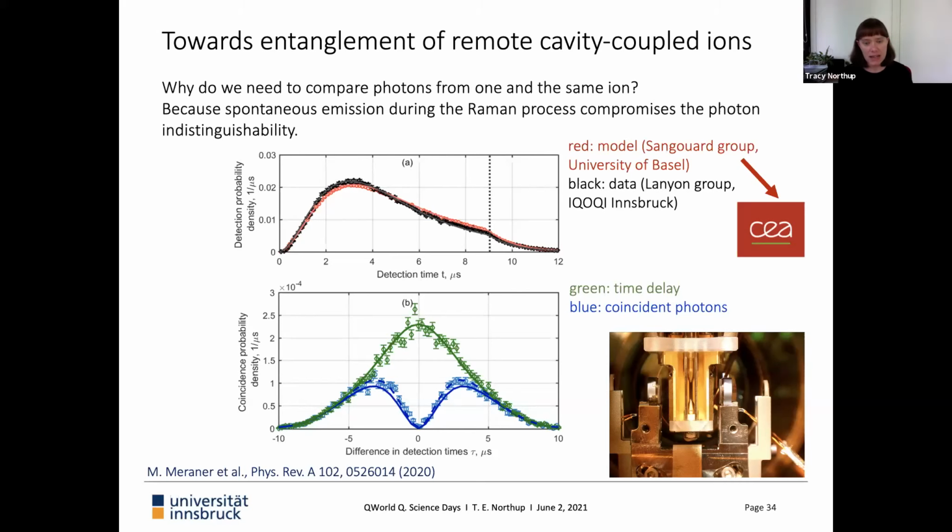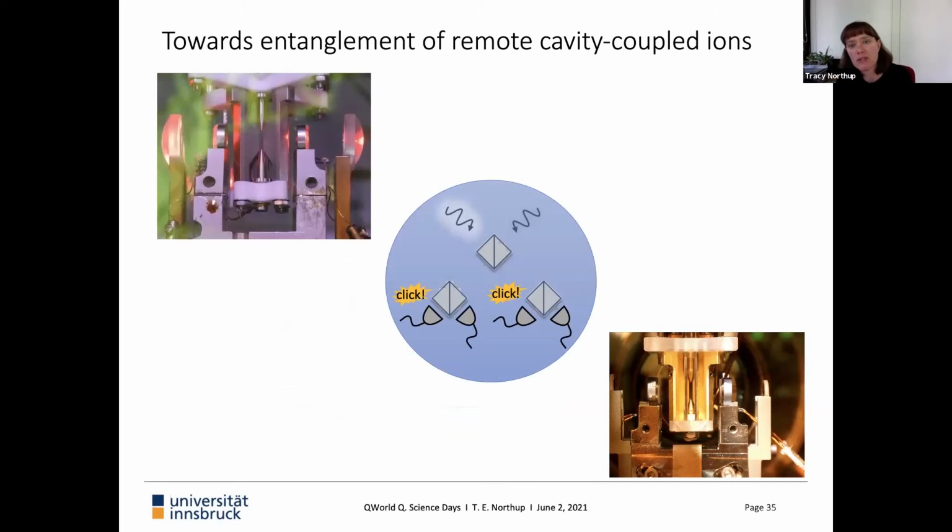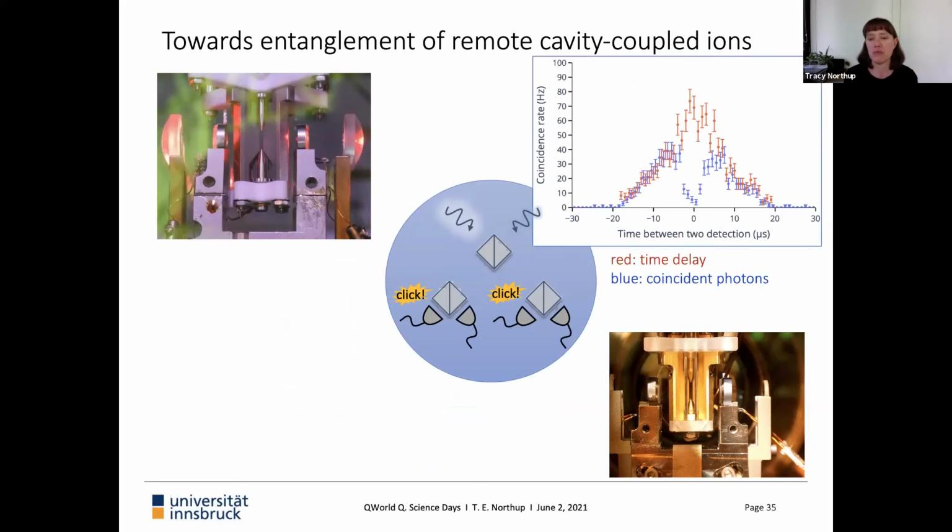And that lets us now move ahead and say we'd like to entangle two remote cavity coupled ions. So we introduced the second system again, our system over here at the university. And we are sending now together two photons just to check. We're not yet entangling them. We're just checking that they're really indistinguishable.